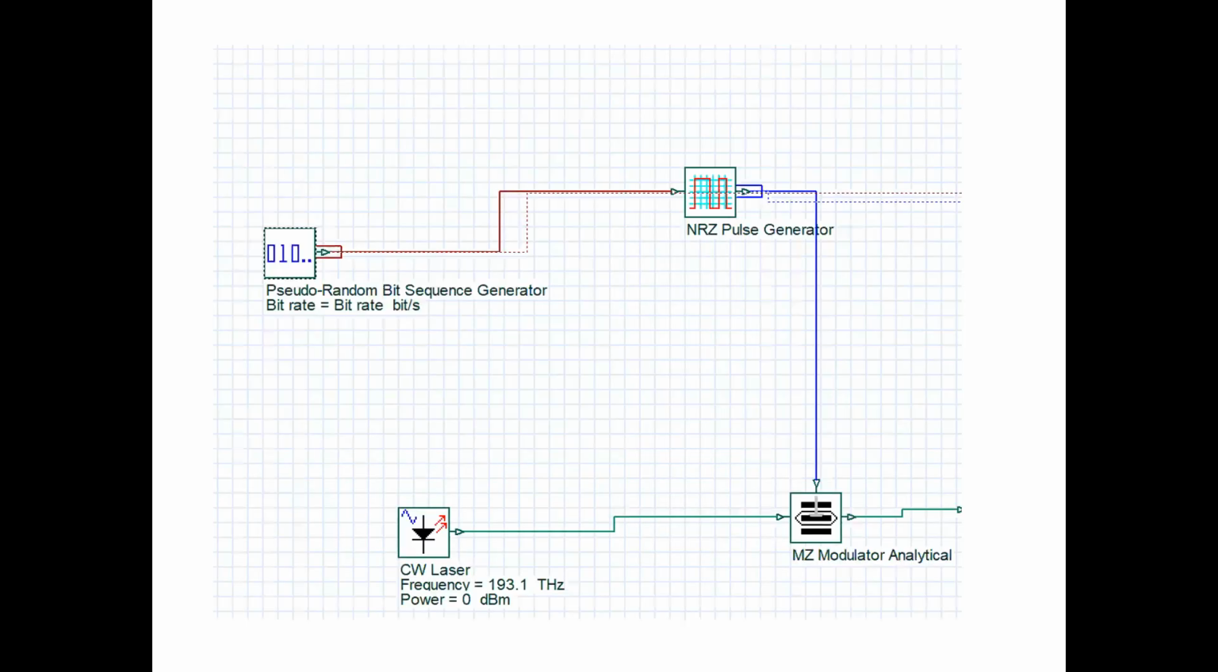So once you have designed your transmitter, it looks like this in your software. Here you can see this is the pseudo random bit sequence generator. This is the NRZ pulse generator. This is the continuous wave laser. And this is the MZ modulator. So here you can find out the difference. This is your red color, this is blue color, this is green color, and this is green color. So from here, it is obvious that the green ones are optical signals, blue are electrical signals, and red one is reference signals.